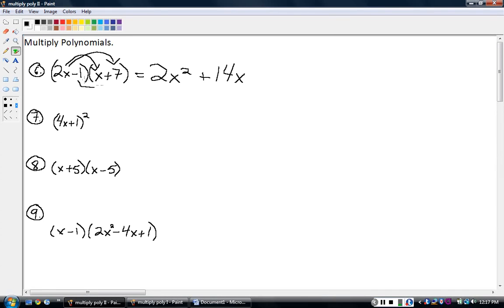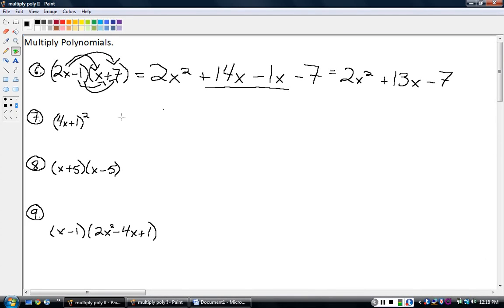Negative 1 times x, negative 1x. And negative 1 times 7, minus 7. Okay? Combine like terms. And I get my final answer, 2x squared, 14x minus 1x is 13x, minus 7. Okay?